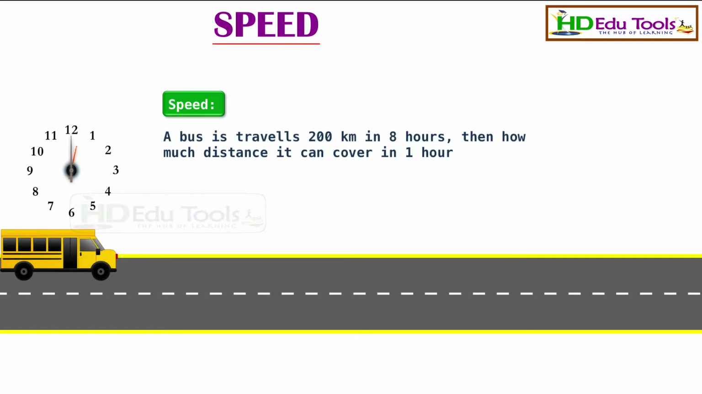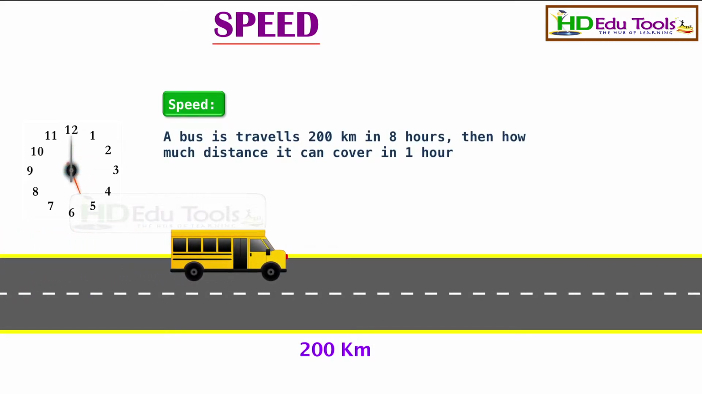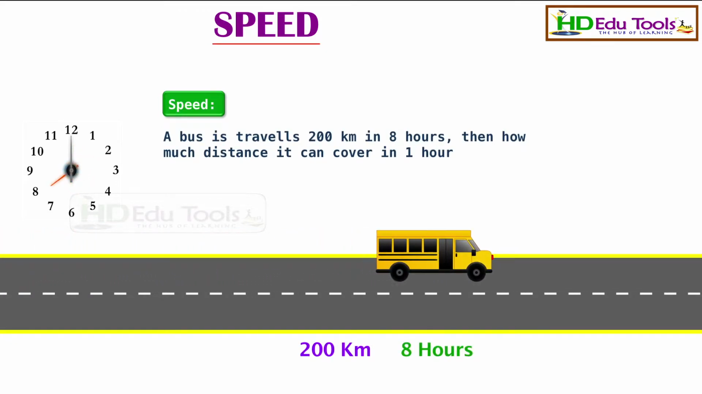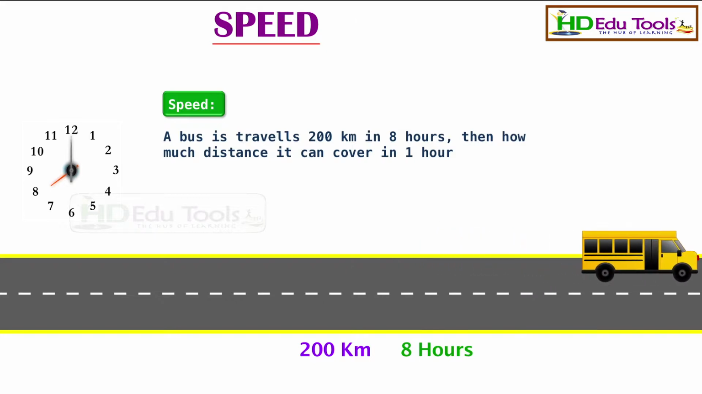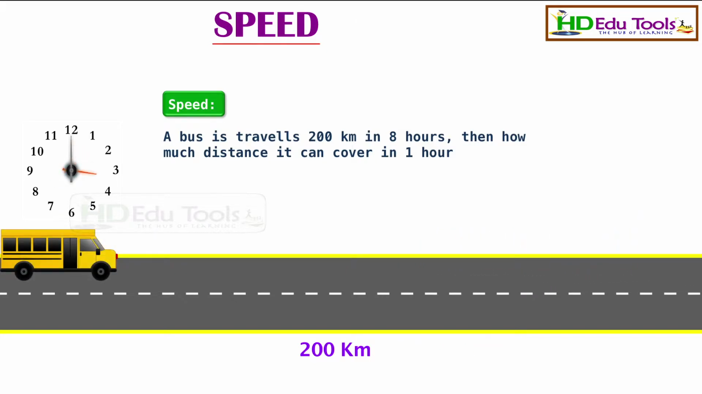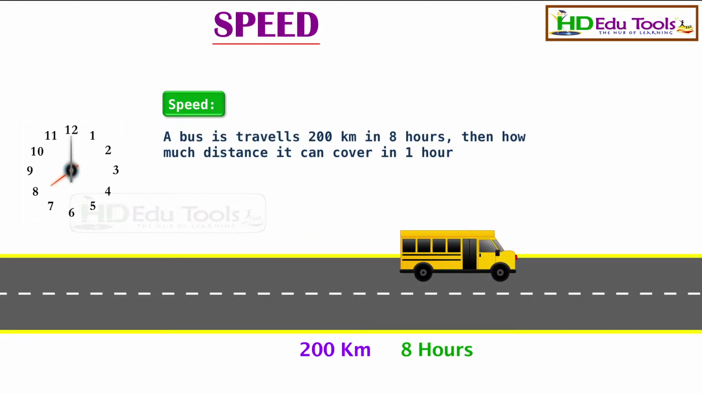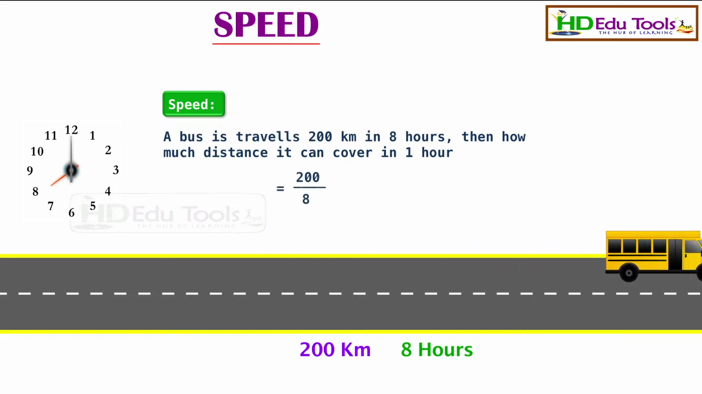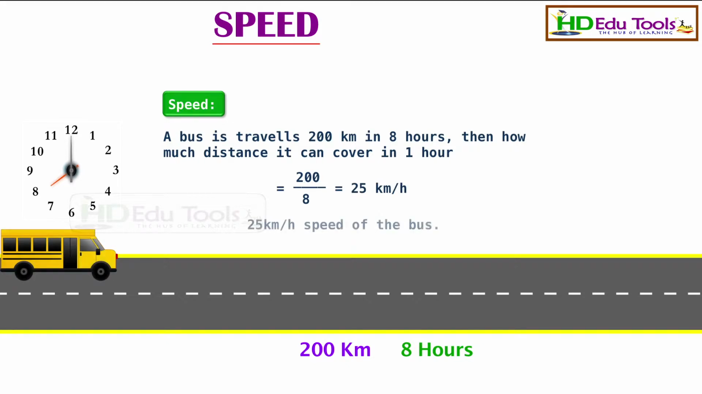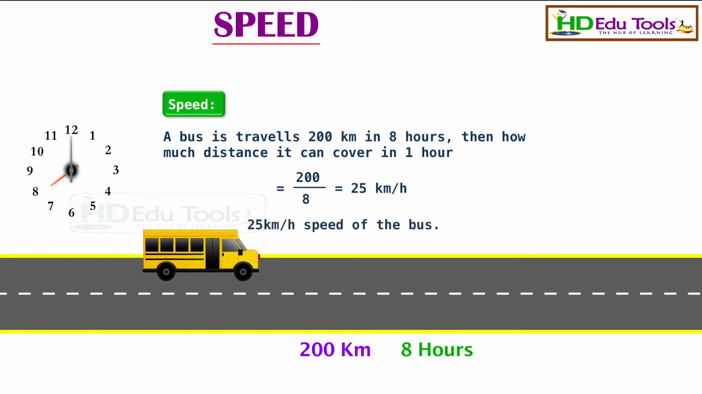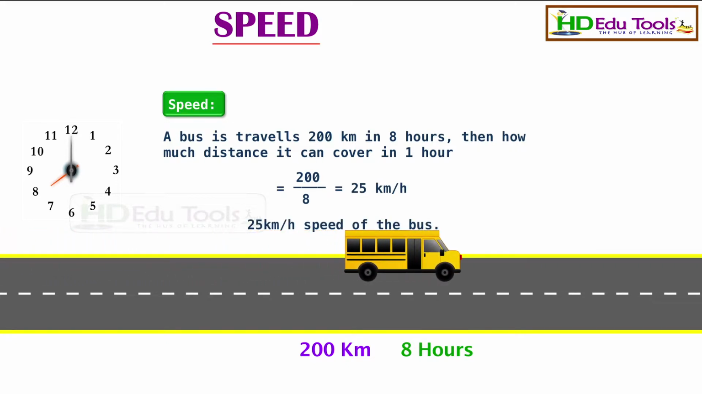A bus travels 200 km in 8 hours. Then how much distance can it cover in 1 hour? In 8 hours, it covers 200 km. In 1 hour, it covers 200 by 8. This is equal to 25 km. That means 25 km per hour. This is the speed of the bus.